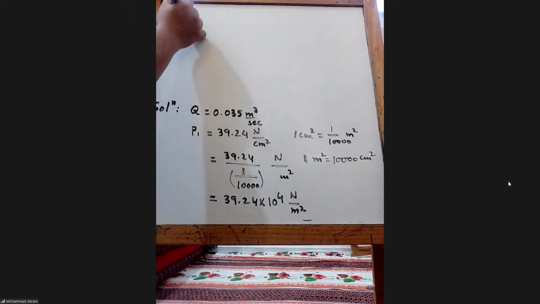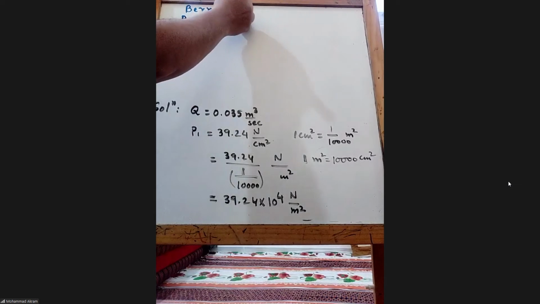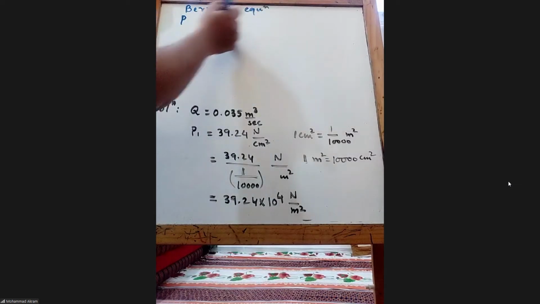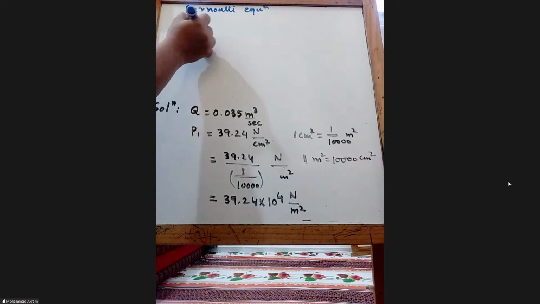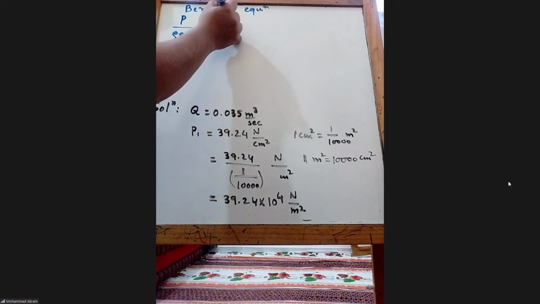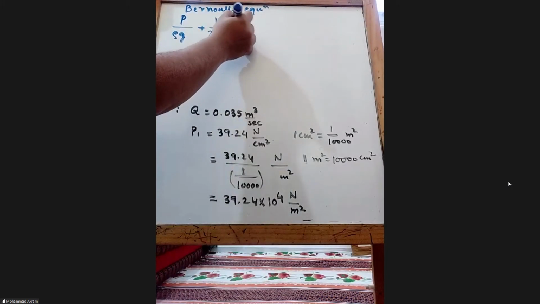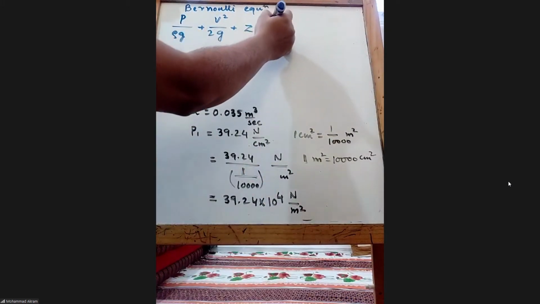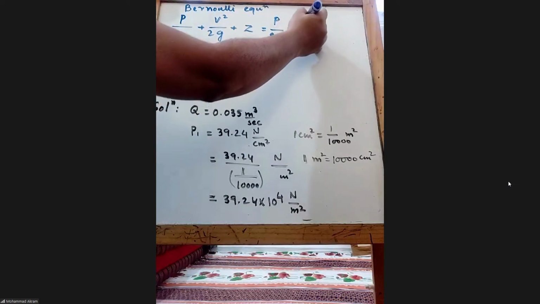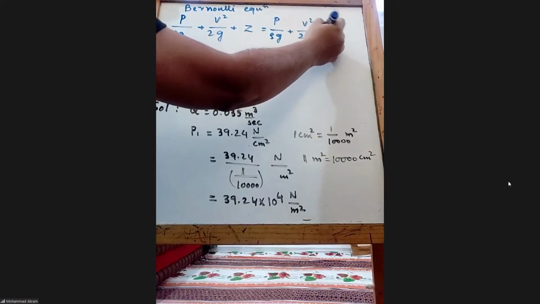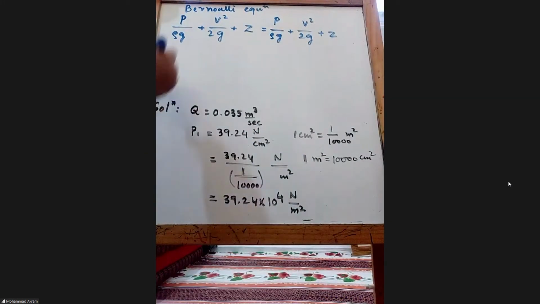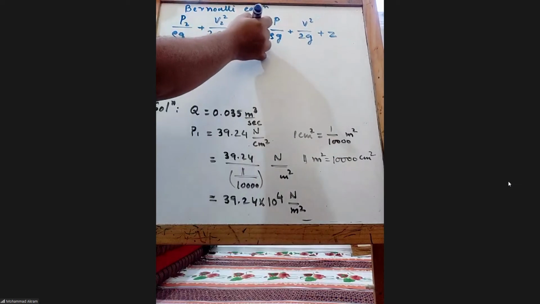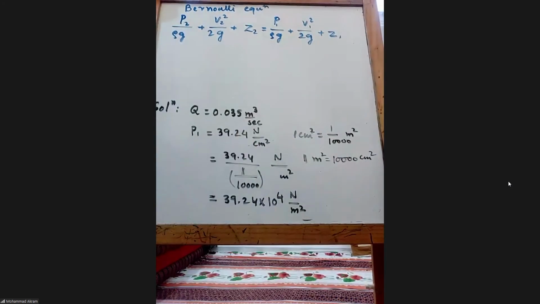Now please write down the Bernoulli equation. What is the Bernoulli equation? Bernoulli's equation is P by rho g plus V square by 2g plus Z equals P by rho g plus V square by 2g plus Z. So here we are writing 2, 2, 2 and here it's 1, 1, 1. Okay, please put the values now.